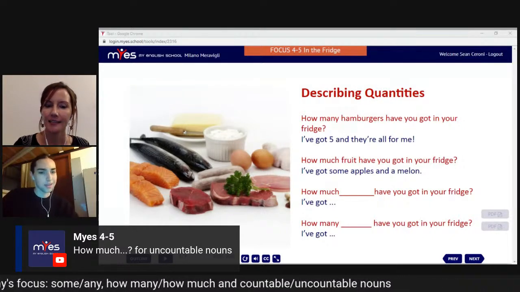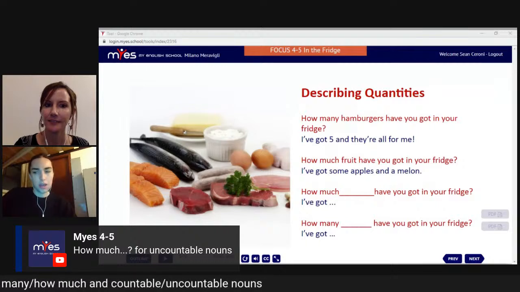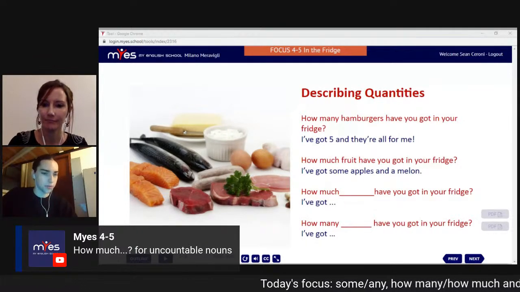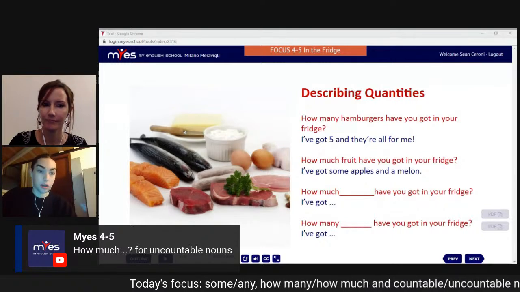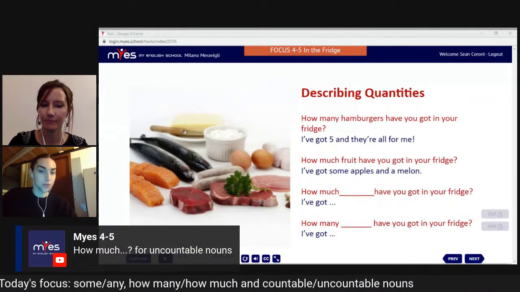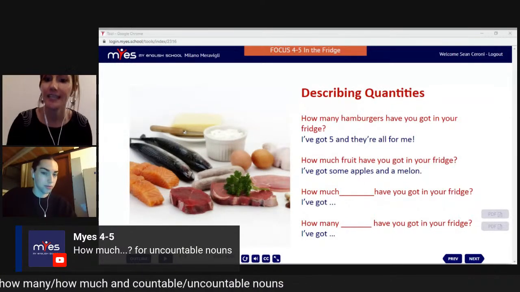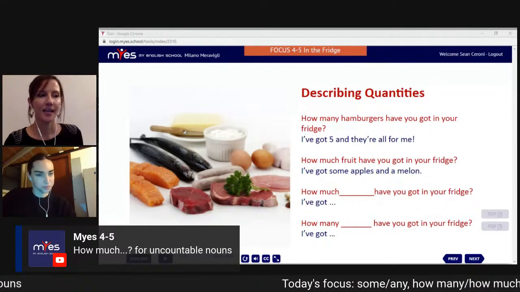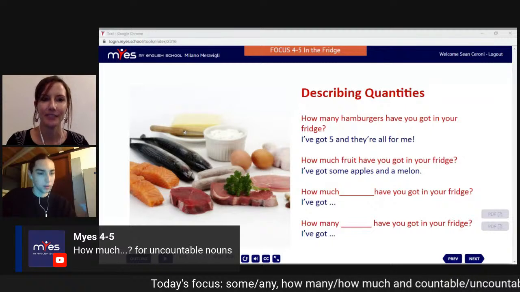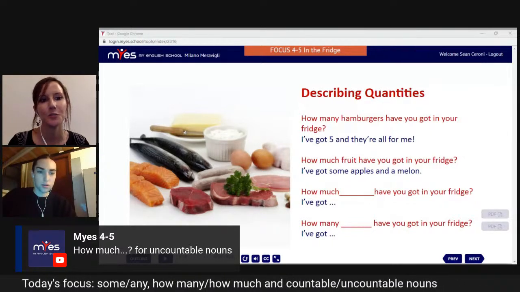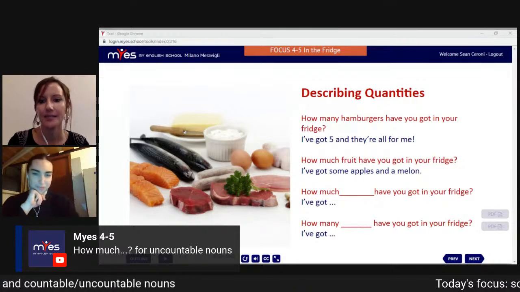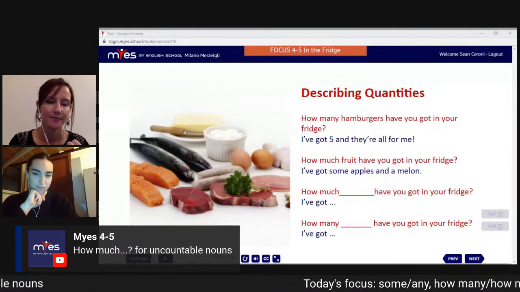Another thing to note is "have got." This is a particular form that's British English. I know in America they would just say, "How much fruit do you have in your fridge?" In Australia, do you use "have got"? Yes, we do. We use both. You can use either. It means what you possess.